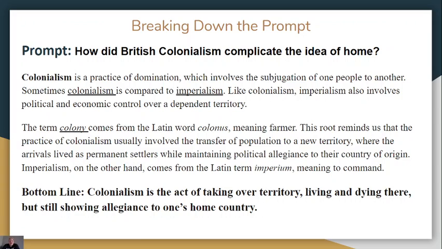Well, some of you may be wondering what the heck even is colonialism. So, colonialism is a practice of domination which involves the subjugation of one people to another. Sometimes colonialism is compared to imperialism. Like colonialism, imperialism also involves political and economic control over dependent territory.